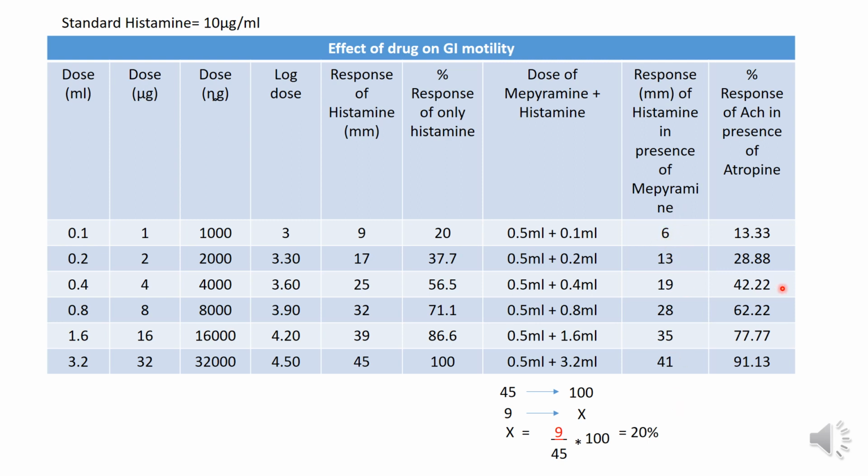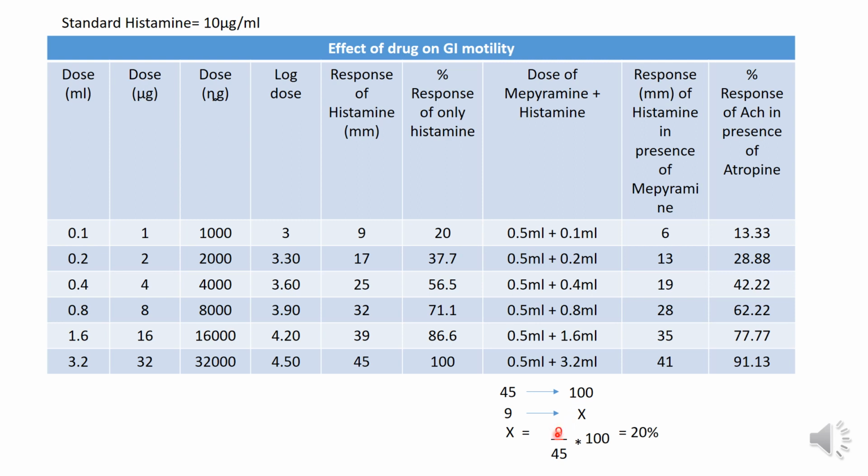So again we will calculate the percent response. As we have taken 45 as 100%, how much for 6? It will come here as 13.33. Next it is 28.88, 42.22, 62.22, 77.77 and for 41 it will come here as 91.13, because we have taken 45 as 100%.